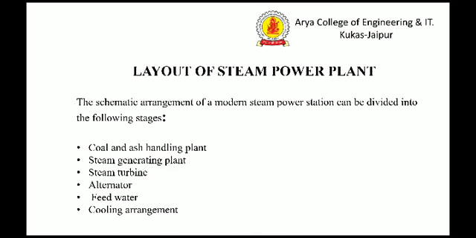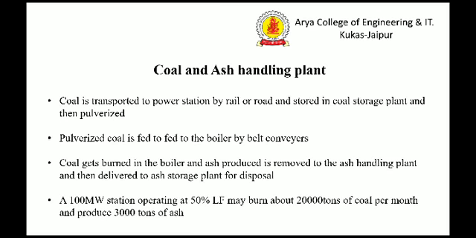In this section, we will discuss one by one the parts which we have seen in the previous slide. The schematic arrangement of a modern steam power station can be divided into the following stages: coal and ash handling plant, then steam generating plant, steam turbine, alternator, feed water and cooling arrangement.